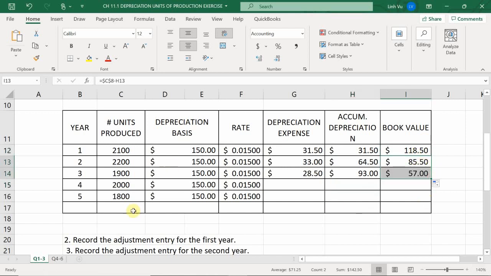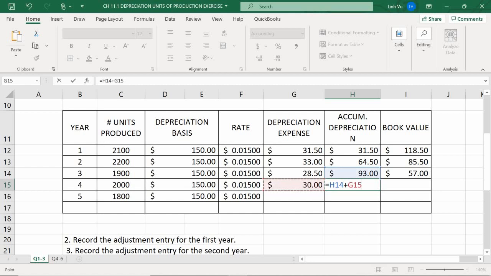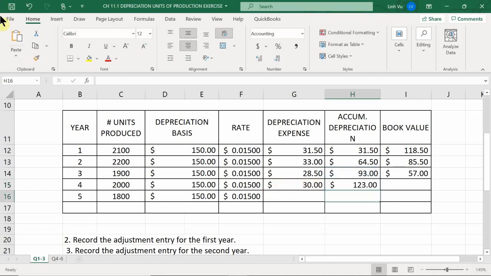Let's go ahead to year 4. I produced 2,000 pages. So what is my depreciation expense? $30. That gives me a grand total of accumulated depreciation of $123, bringing my book value to $27.